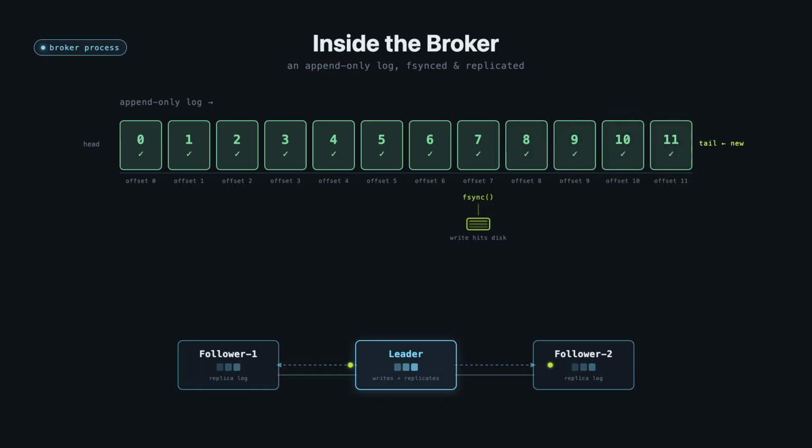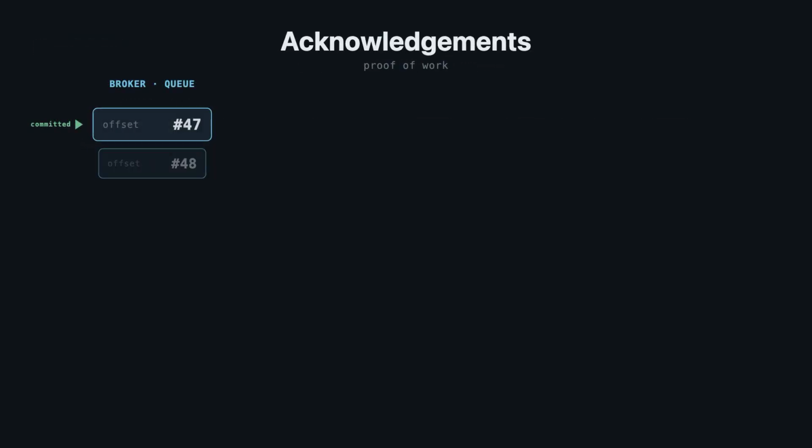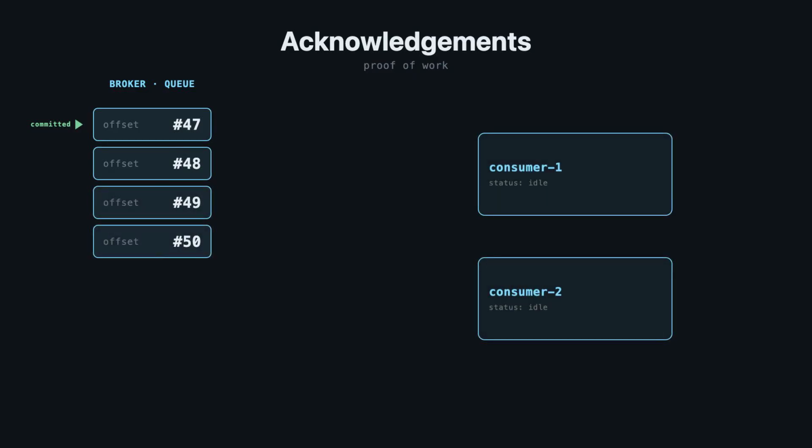A message isn't considered committed until a quorum of replicas has it on disk. Only after that commit does the broker say, "Got it," to the producer. That's the durability contract. You wrote it, we've got it, we won't lose it, even if a machine goes down tonight. So the producer side is durable. What about the consumer side?